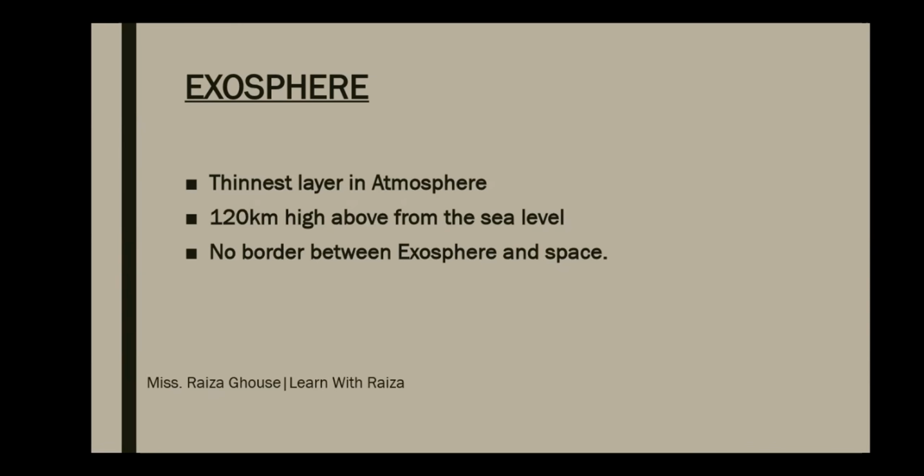Now, when I was telling you about stratosphere, troposphere, thermosphere, mesosphere, I told you an interval, like 50 to 80, 80 to 120, likewise. But for exosphere, there is no limit. It is 120 kilometers high above the sea level, and there is no border between exosphere and the space. So after the exosphere, that is the space, right? So remember these 3 points: thinnest layer, 120 kilometers above, and no border between the exosphere and the space.